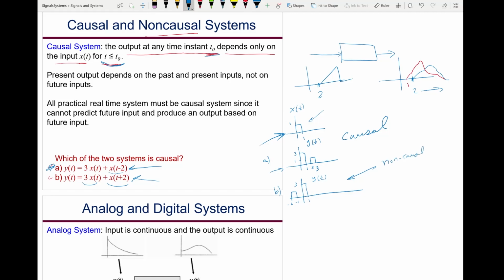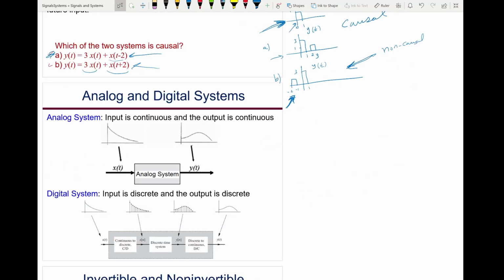Why? The input hit the system at t equals 0, but the system is already giving you an output 2 units earlier. Before even the input hit the system, it starts already giving you an output, as if it's predicting the input will look like this. Then that's a non-causal system. If that 0 means 12 noon, the input hit the system at 12 noon, but the system is already giving you an output 2 hours earlier at 10 o'clock in the morning, then this is a non-causal system. So basically, causal means the output comes after the input.